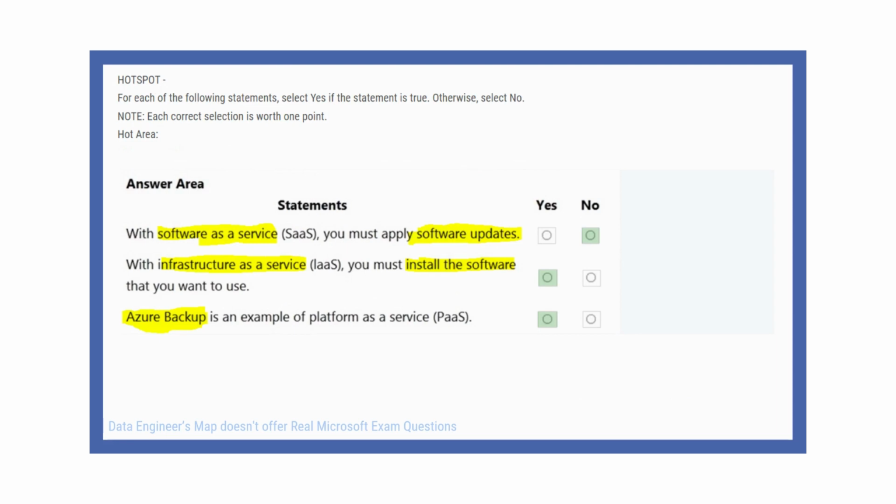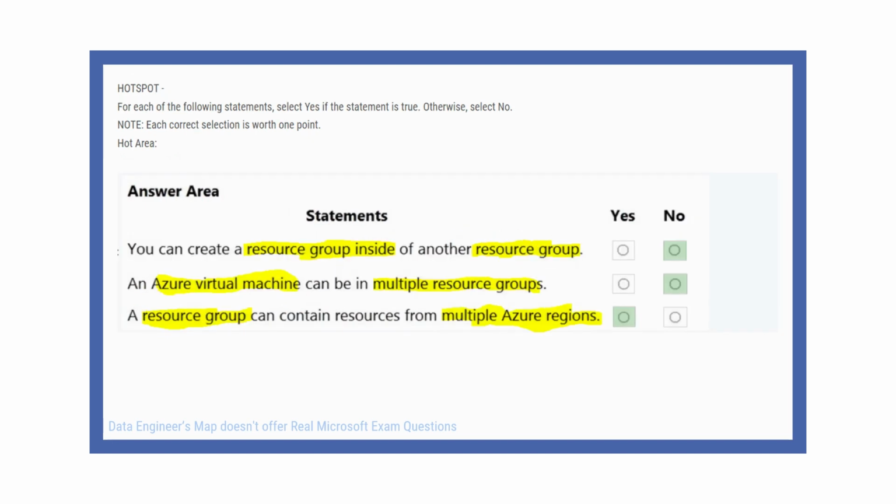Statements we have and we need to mark them as yes or no. With software as a service, you must apply software updates. No. With infrastructure as a service, you must install the software that you want to use. Yes. Azure Backup is an example of platform as a service. Yes. You can create a resource group inside of another resource group. No. An Azure virtual machine can be in multiple resource groups. No. A resource group can contain resources from multiple Azure regions. Yes.